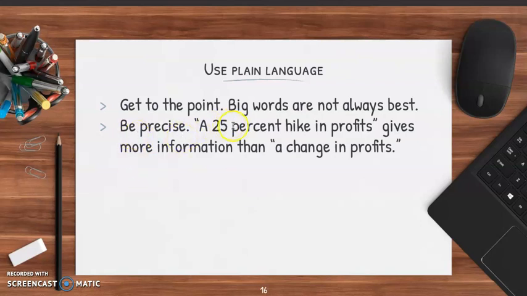Be precise. So a message like a 25% hike in profits gives a lot more information than a message like there was a change in profits. If you have exact information, go ahead and offer it. Be as clear as possible.